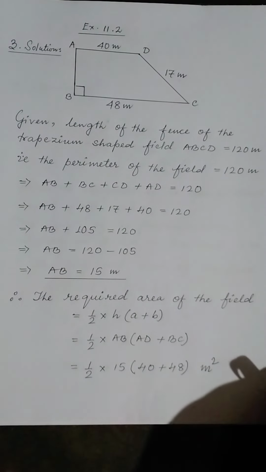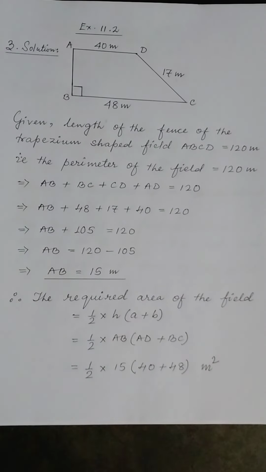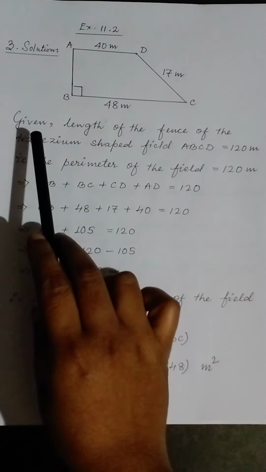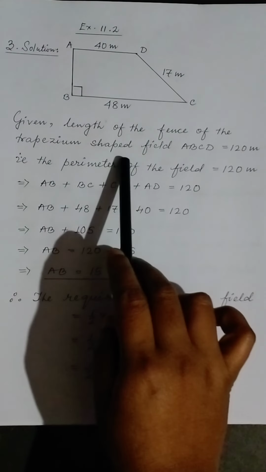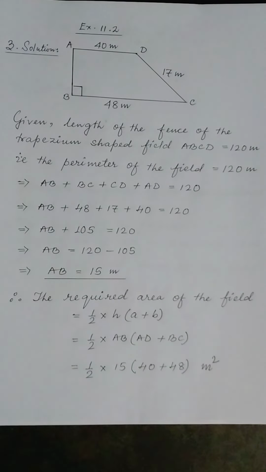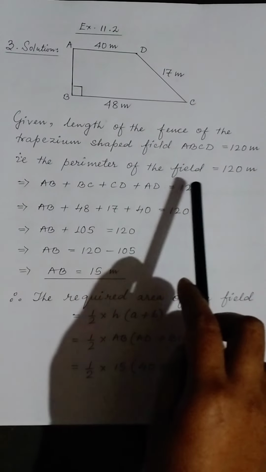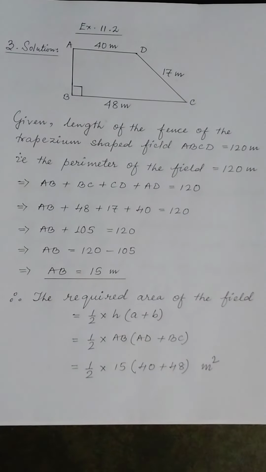A, B, C, D. So, given the length of the fence of the trapezium shaped field, the length of the fence is given. So, fence, where the fence is put, my dear students? In the boundary. Is it? That means length of the fence will be equal to the total length of the boundary. Total length of the boundary means what? Perimeter of the field. So, what is given? Given length of the fence of the trapezium shaped field ABCD is 120 meter. That is, the perimeter of the field will be 120 meter.